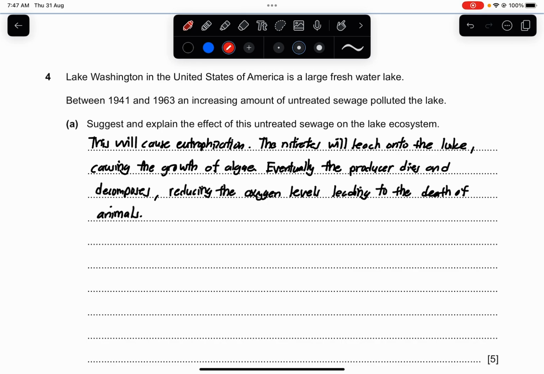So this will cause eutrophication. The nitrates leach into the lake, causing the growth of algae. Eventually, the producer or the algae dies and decomposes, causing the oxygen levels to be reduced and leading to the death of animals.